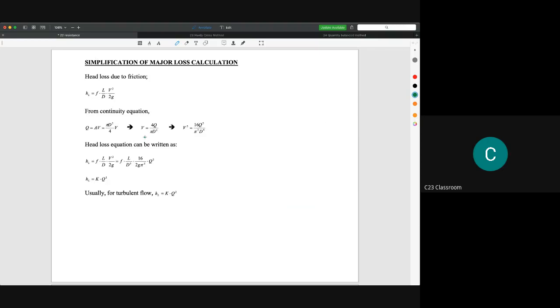Okay, yang saya nak tekankan sekarang ialah bagaimana untuk kita tukar equation major loss yang kita belajar sebelum ini kepada penggunaan flow rate. Cara dia mudah sahaja. Kita tahu sebelum ni head loss sama dengan f L over D, V square over 2g. And now we try to change the terms of velocity here with flow rate Q.